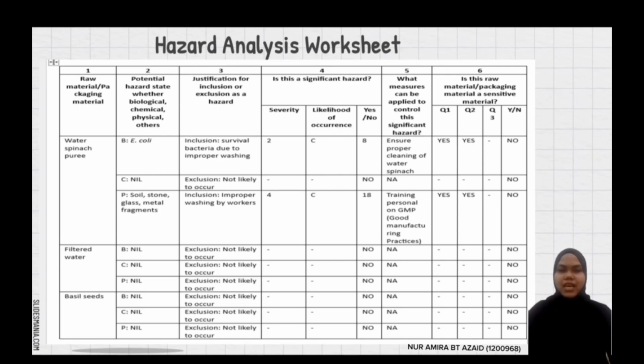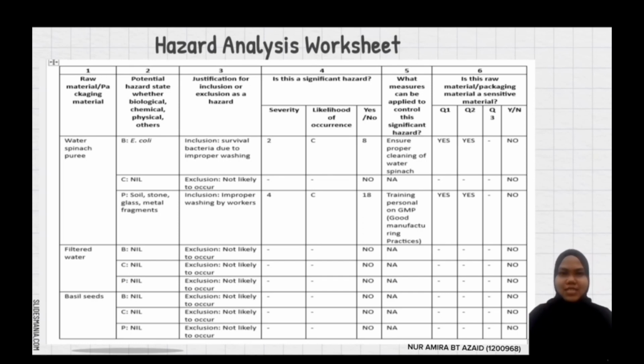Based on the food safety hazard matrix number, E. coli is categorized under the scale of 8, which is a significant hazard. To control this significant hazard, we need to ensure the proper cleaning of water spinach. Even though this biological hazard is significant, it is not categorized as a critical control point.